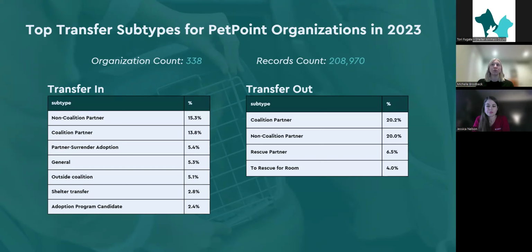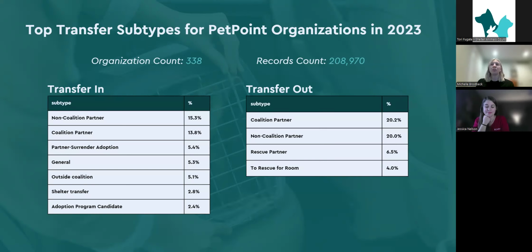And so we can see for both transfers in and out that the top 2 most popular subtypes are coalition partner and non-coalition partner, which are 2 subtypes that I believe Jessica can confirm for me come preloaded with your PetPoint software. And so we have a few other generic subtypes listed here. So general, outside coalition, which is just another way of saying non-coalition, I think.